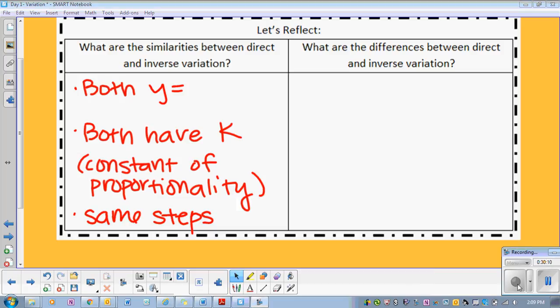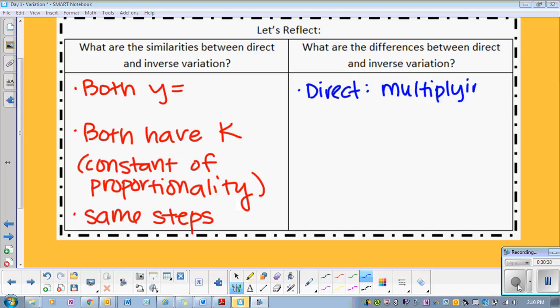What are some differences or things that they don't have in common? Well, they both have an x, but it's more of where the x goes, right? For direct, what is it doing? What operation? Multiply. Think of it as a direct line. It's going straight, okay? Direct is multiplying, because it's y equals kx. How about inverse? What is inverse doing? Good.